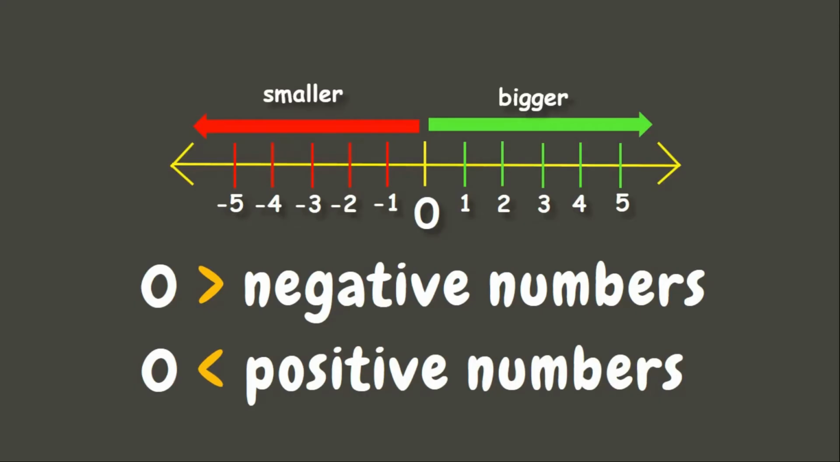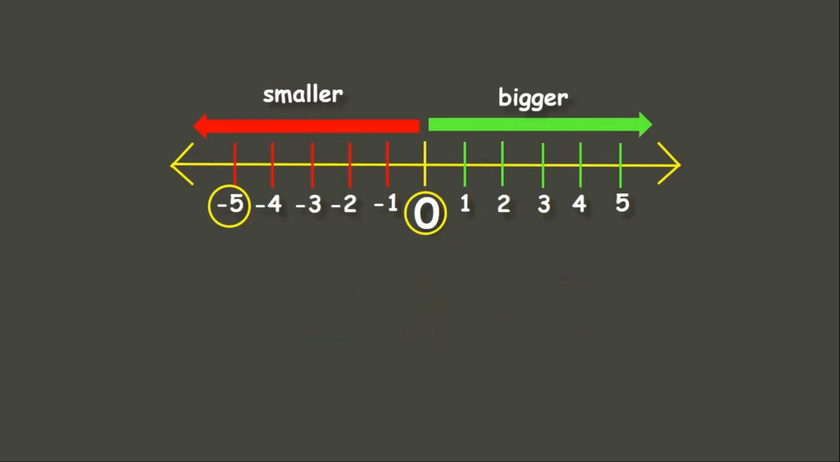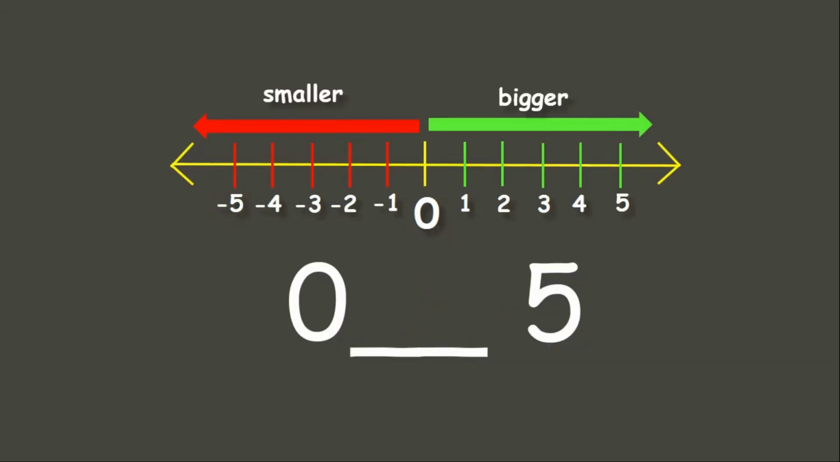Let's try an example. Let's compare 0 and negative 5. Since negative 5 is a negative integer and it can be found to the left of number 0, this means that 0 is greater than negative 5. Let's have another example. Let's compare 0 and positive 5. Since 5 here is positive and it can be found to the right of 0, this means that 0 is less than positive 5. Awesome!